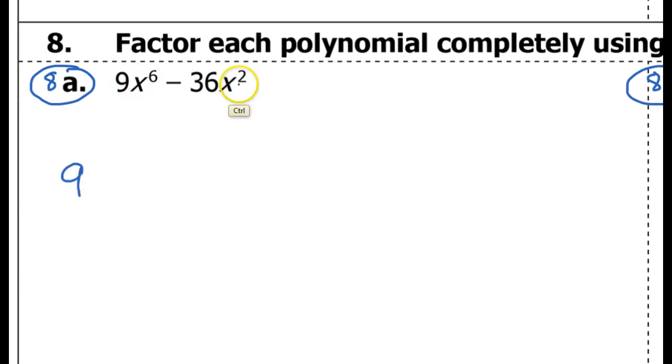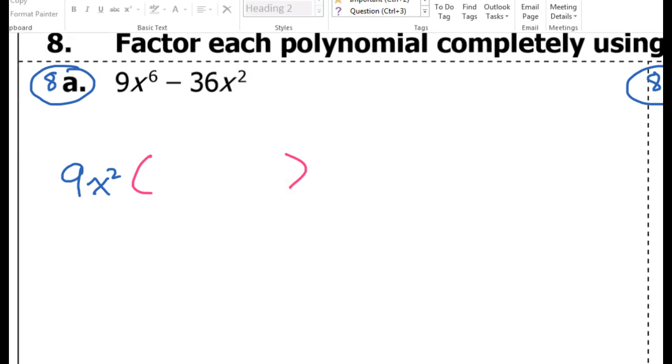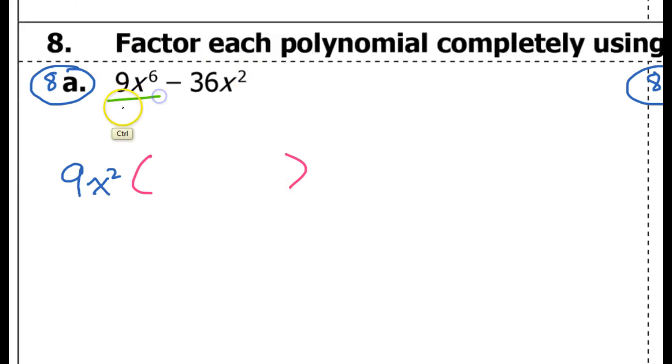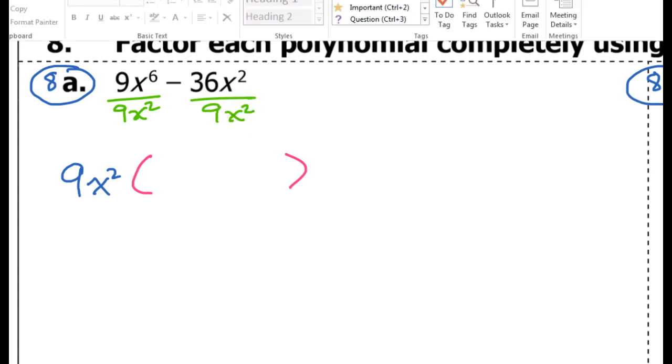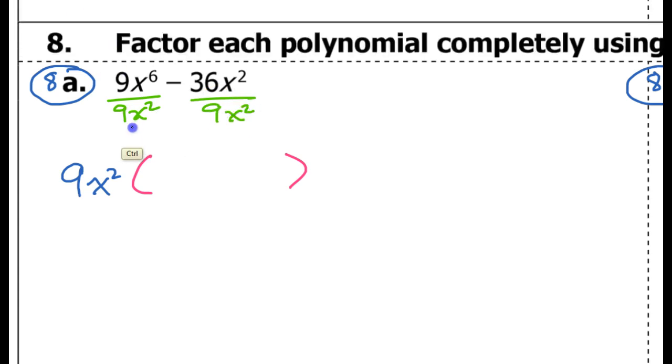Also, they both have variables in common. What's the lesser amount? X squared. So the GCF is 9x squared. Then we're going to have parentheses that will contain whatever is left behind. What goes in the parentheses, you divide by your GCF to find out. So if I divide everything by 9x squared, the 9's cancel out. X to the 6th power divided by x squared is x to the 4th power. 36 divided by 9 is 4. And the x squares cancel each other out, so I just have 4.